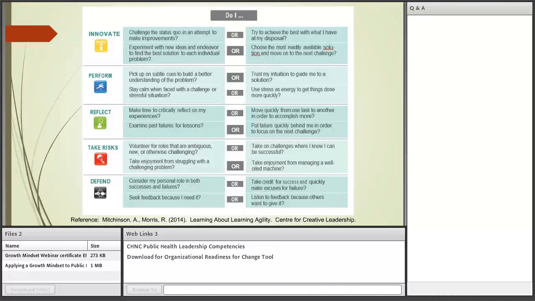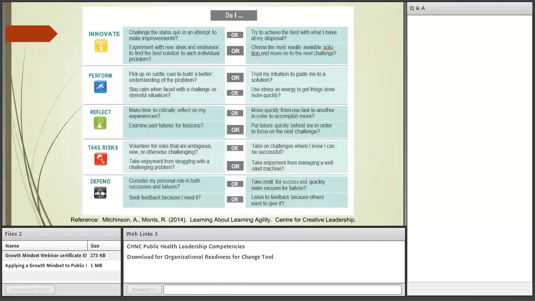Defend. Consider my personal role in both successes and failures. Seek feedback because I need it. Check off if you're more like this. On the other side: take credit for success and quickly make excuses for failure. Listen to feedback because others want to give it. If you're more like that, please check off that section.